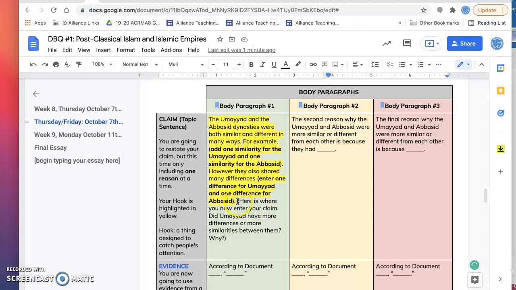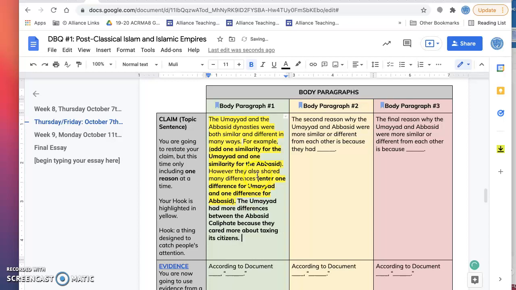Alright, this is the most important part though, down here. This is where you write your claim. Did the Umayyad and Abbasid have more differences between them, or did they have more similarities between them, and why? So you would erase this part, and then you would write your own claim or your own sentence. So you would say, for example, the Umayyad had more differences between the Abbasid Caliphate. Let's put that one. Because they cared more about taxing its citizens.